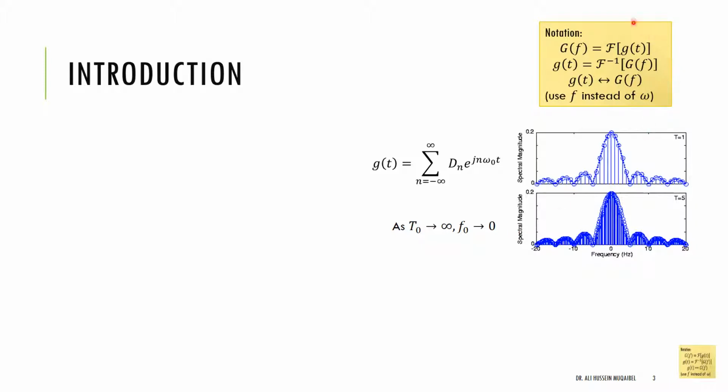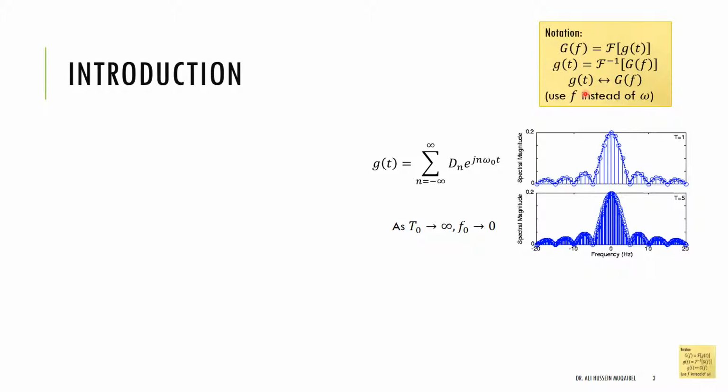So here are some notations. If we say script F of g of t equals capital G of f, this is the Fourier transform. You use capital letters as function of frequency to represent the Fourier transform. We use the following notation for the inverse Fourier transform. So the inverse Fourier transform of capital G of f gives you the function in time. We use a double arrow to indicate that these are Fourier transform pairs.